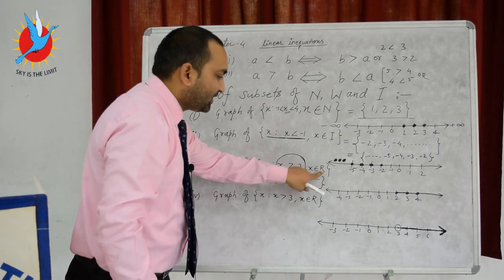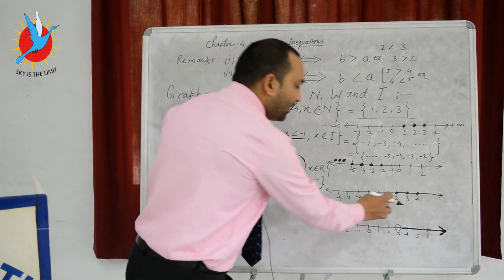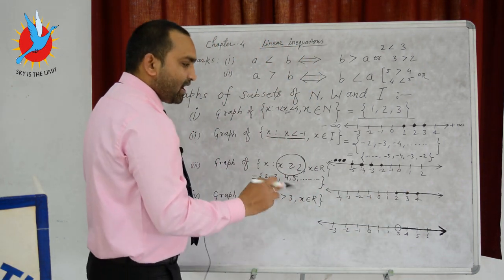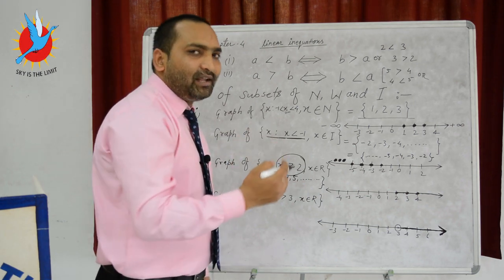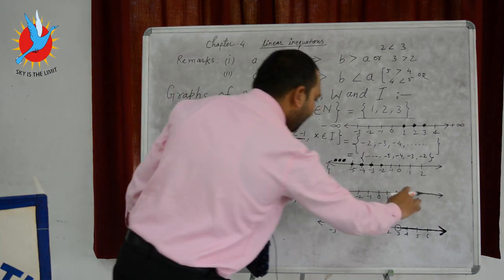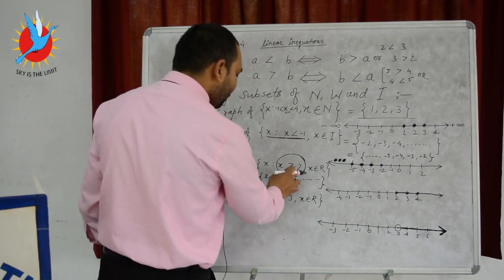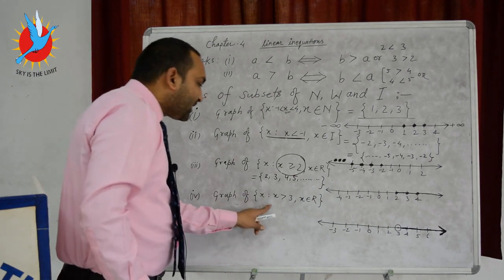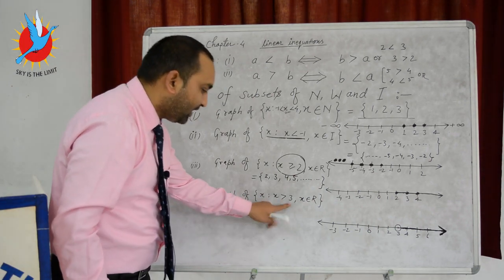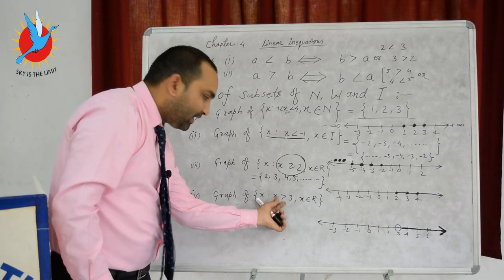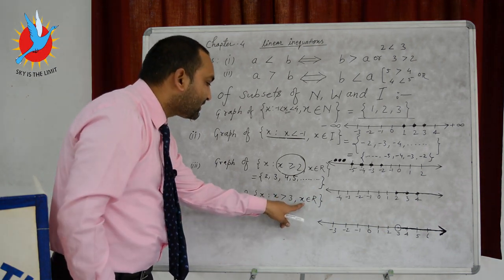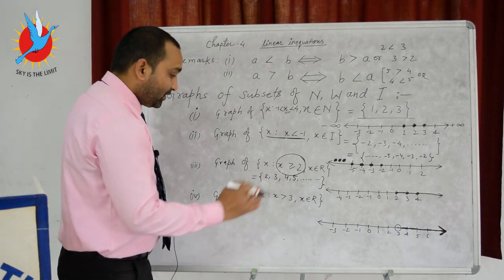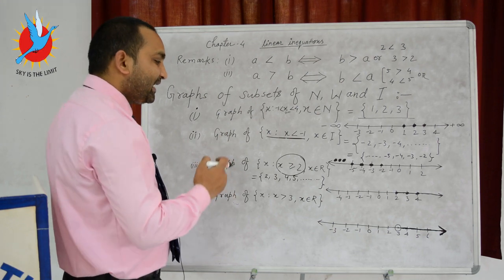Because x is a real number, all the natural numbers, whole numbers, integers and every rational and irrational number are real numbers. So infinite numbers are the solution of this inequation. Next, graph of x such that x is greater than 3. X is greater than 3, it means x belongs to the real numbers. So greater than 3, that is 4, 5, 6 and so on.